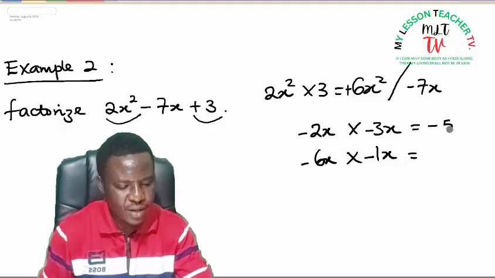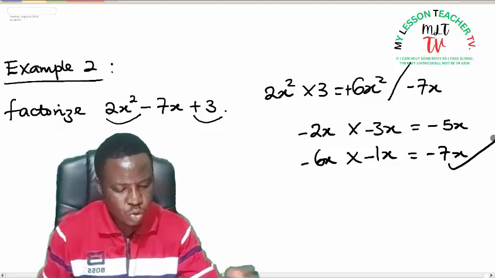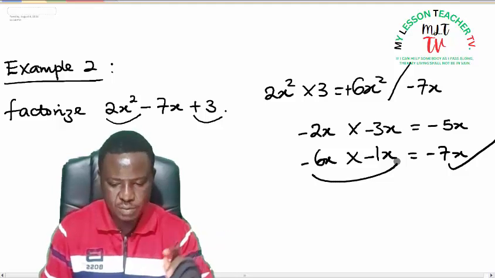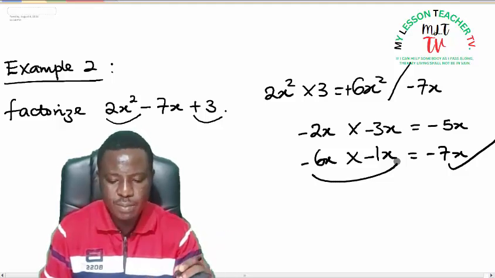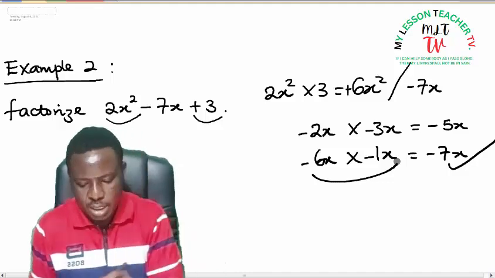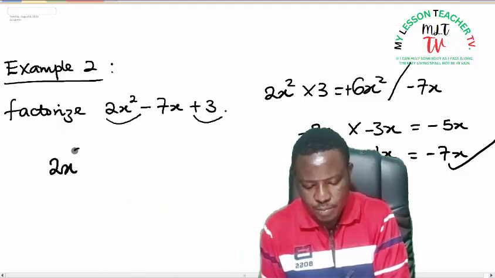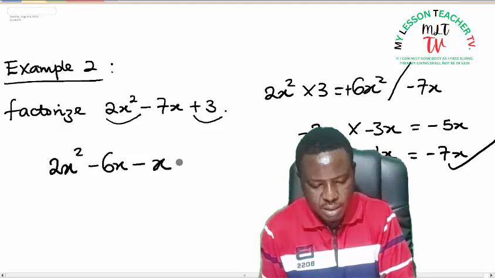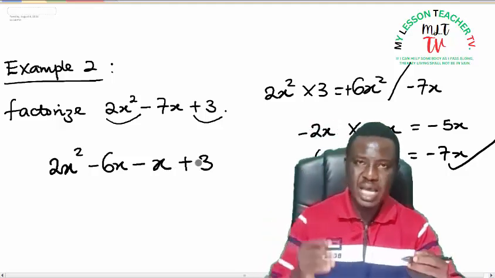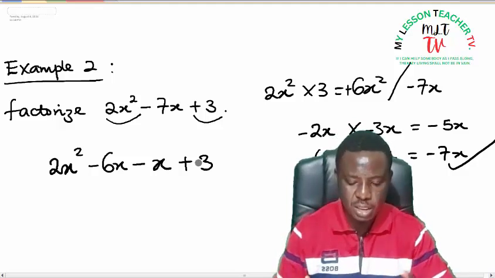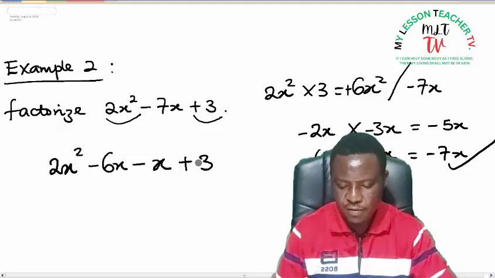This will give us minus 5x. But this tends to give us minus 7x. So this is said to be those two factors that can substitute minus 7x. So I'm going to substitute minus 7x for minus 6x and minus 1x. This becomes 2x squared minus 6x minus x plus 3. Minus x is the same as minus 1x, so it does not change the sense of what we have.